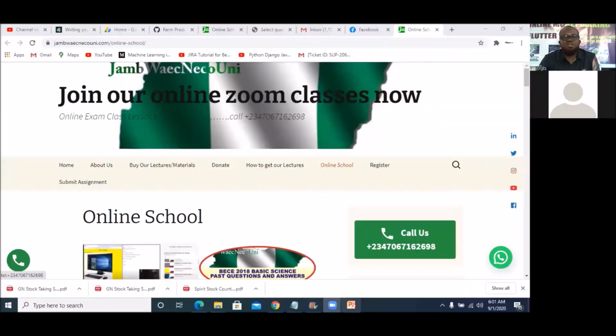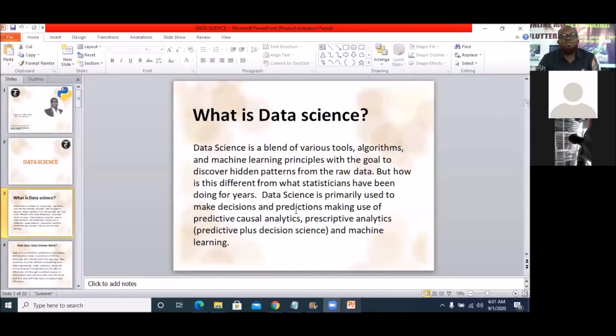Okay, so we are there now. So we're looking at data science, and in data science, we are actually going to be able to make decisions and make predictions using what we call predictive causal analytics, prescriptive analysis, that is predictive plus decision science, and machine learning. In data science, we use the knowledge of machine learning to make predictions.